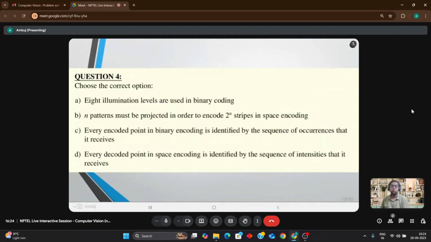Please note down question number 4. Choose the correct option. Options have been mentioned. A: 8 illumination levels are used in binary coding. B: Small n patterns must be projected in order to encode 2 raised to n stripes in space encoding. C: Every encoded point in binary encoding is identified by the sequence of occurrences that it receives. D: Every decoded point in space encoding is identified by the sequence of intensities that it receives. So try to jot it down, take a note of all the points that have been given here. Then we will discuss this.